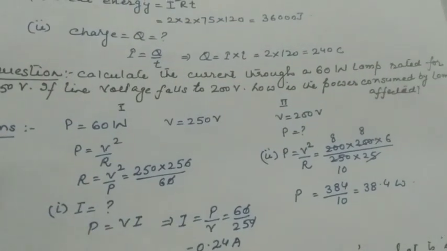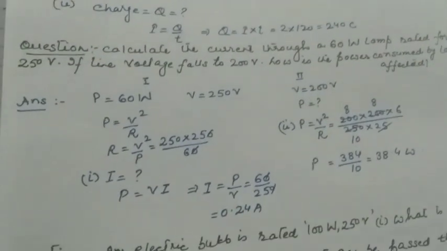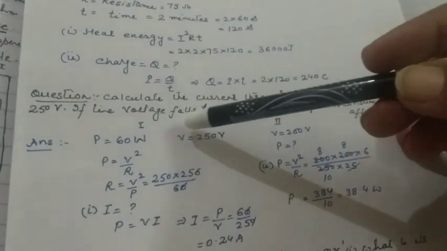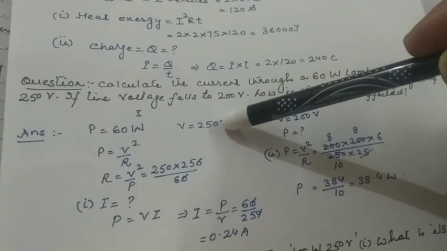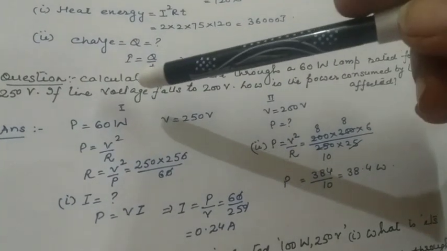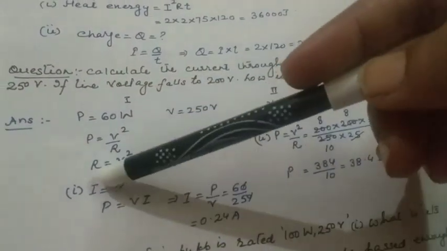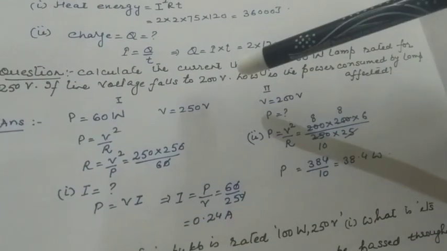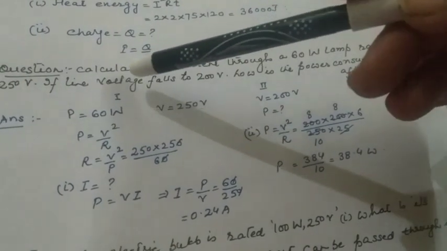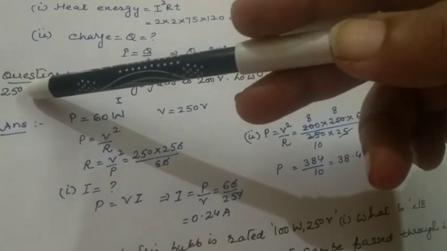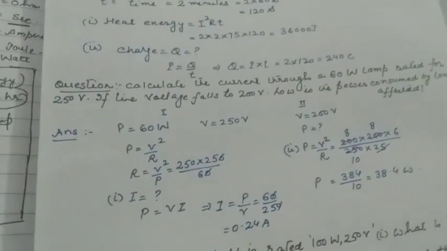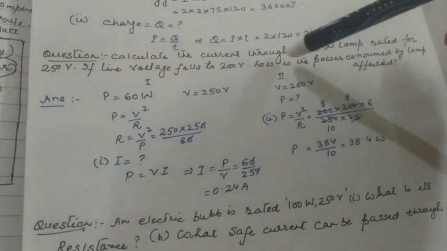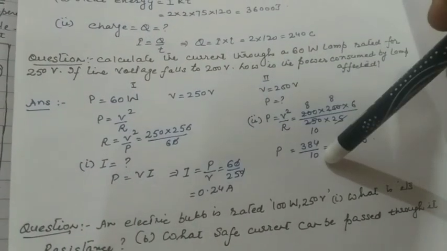Next question. Calculate the current through a 60 watt lamp rated for 250 volt. What's given here? Power 60 watt, voltage 250 volt. The first question is to find out the current. So using the formula P is equal to VI, we can easily find out the current. The question twists in the second part. If we reduce the voltage from 250 volt to 200 volt, what is the power in that case?